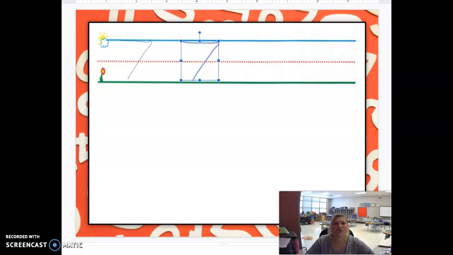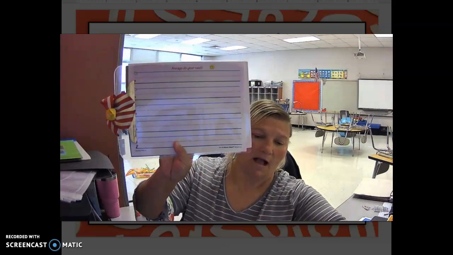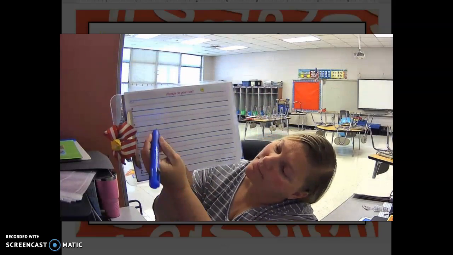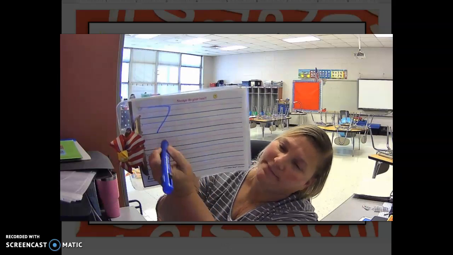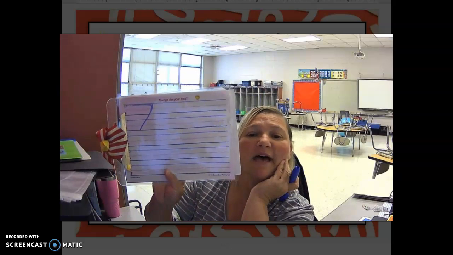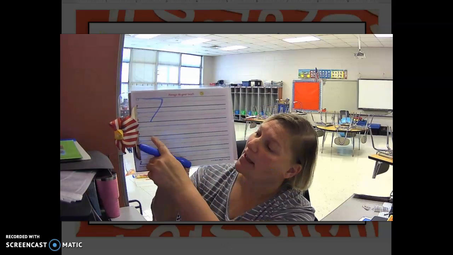My writing's a little scribbly today. Let me try to make it a different color so we can see it. Try it again. I'm going to slide to the right and slant it down. Let me show you on my paper. Here's my writing paper. I'm going to make it big so you can see it. We're going to slide to the right, slant it down. There's our number 7.